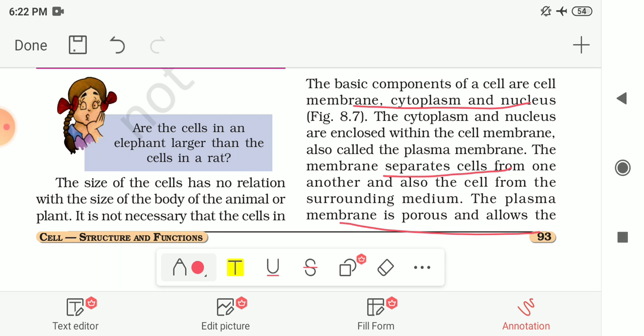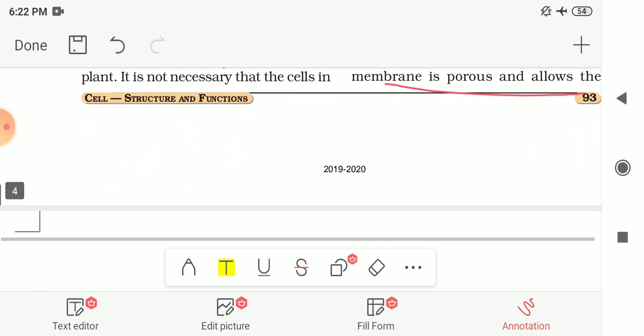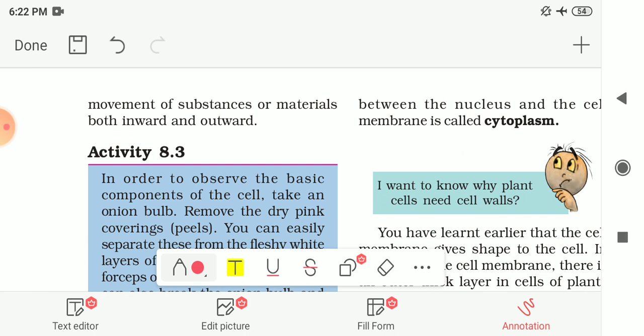The plasma membrane or cell membrane is porous and it allows the movement of substances or materials both inward and outward. This membrane is porous, that means it has small holes, and these holes allow the movement of different substances and materials from the cell to the outer medium and from the outer medium to the cell, that is inward and outward. Here one activity is given to you, that is activity number 8.3.